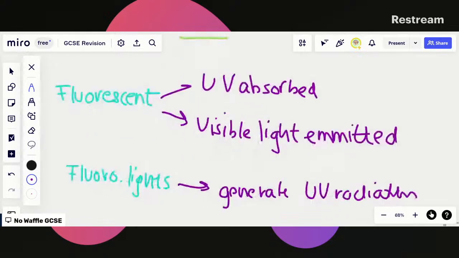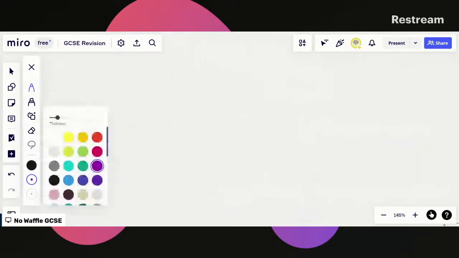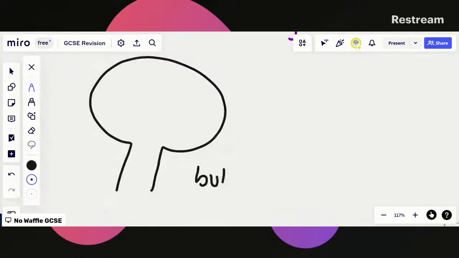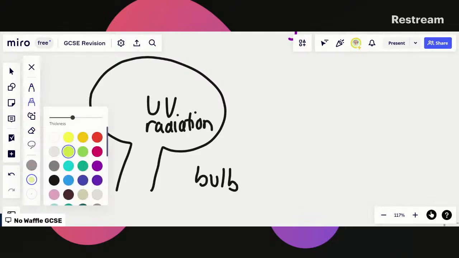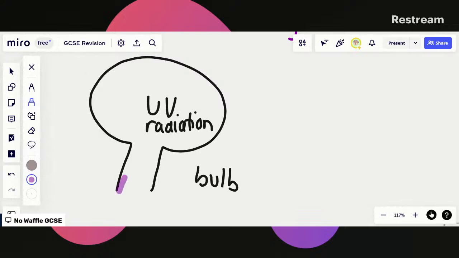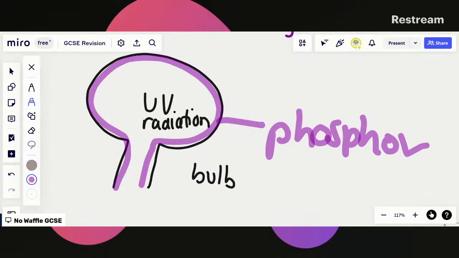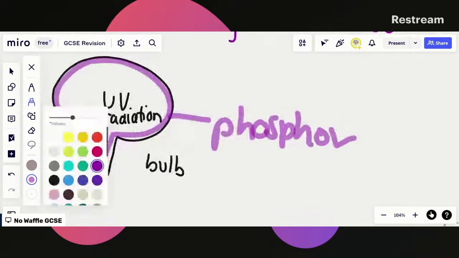So just to give you an introduction as to how that works, imagine this is a bulb, and what you have here are the chemicals giving out the UV radiation, so the certain atoms. And as the UV radiation is given out, what we have on the sidelines is this compound called phosphor. And what this phosphor does is absorb the ultraviolet and re-emit it as visible light.